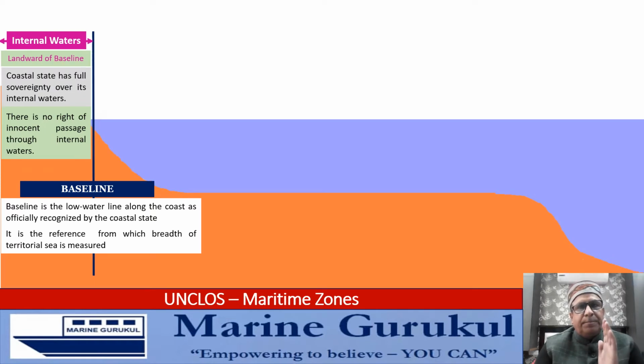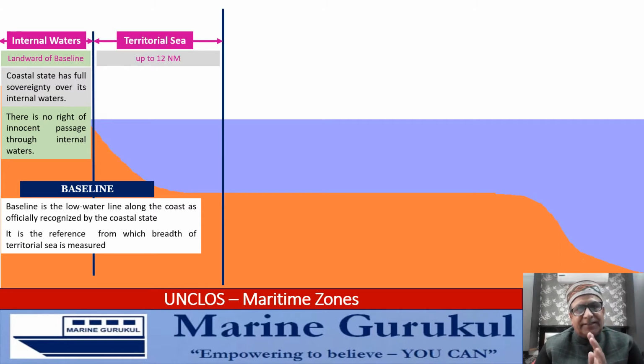The first maritime zone to the seaward of the baseline is the Territorial Sea. The Territorial Sea limits extend maximum up to 12 nautical miles. That means the coastal state can decide on the extent of its territorial sea, but this extent cannot be more than 12 nautical miles seaward of the baseline.